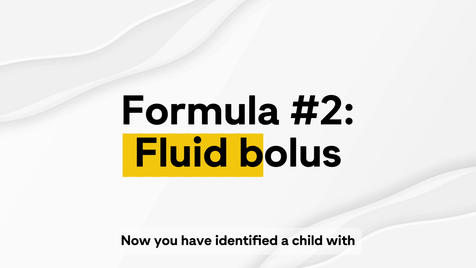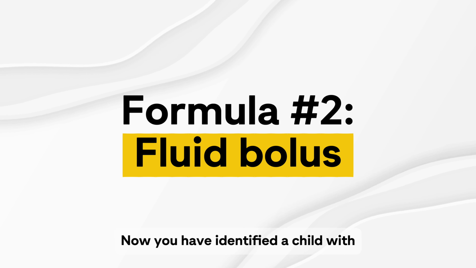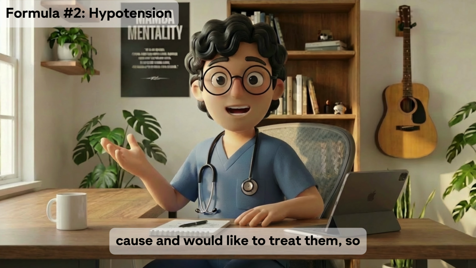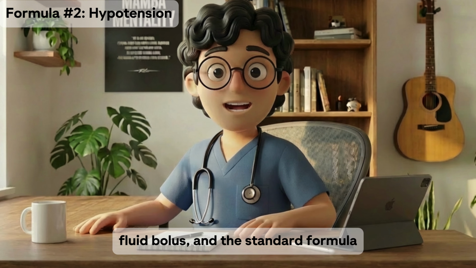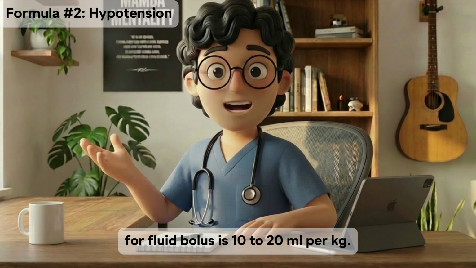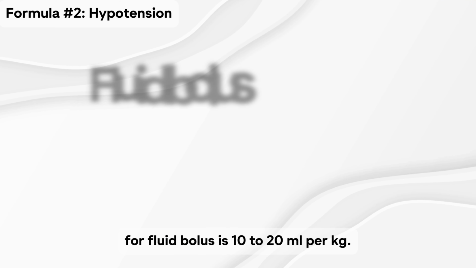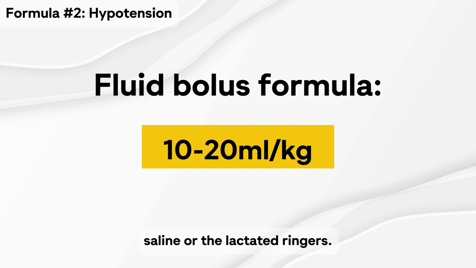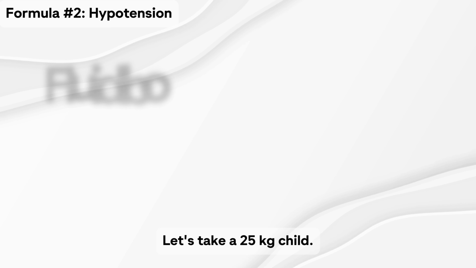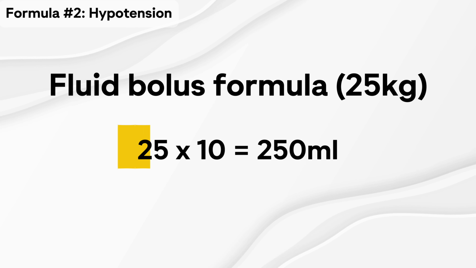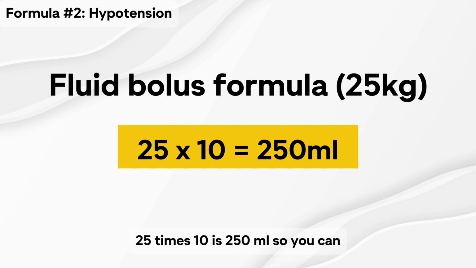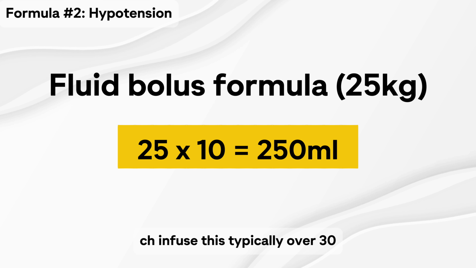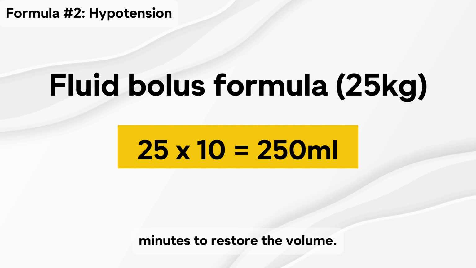Formula number 2. Now you have identified a child with hypotension, and you're thinking about the cause and would like to treat them. Most of the time you can treat them with a fluid bolus. The standard formula for fluid bolus is 10 to 20 ml per kilo. We can use either normal saline or lactated Ringer's. Let's take a 25 kilo child. 25 times 10 is 250 ml. You can infuse this typically over 30 minutes to restore the volume.